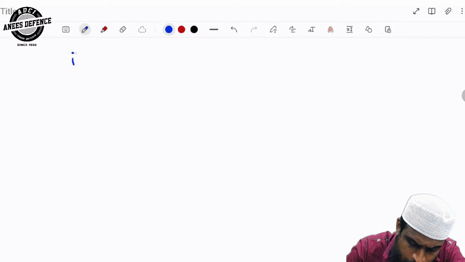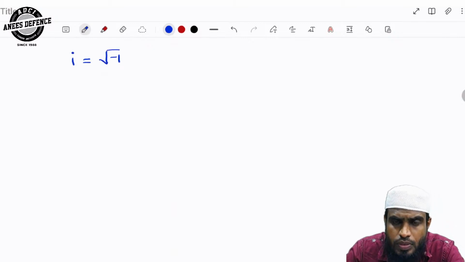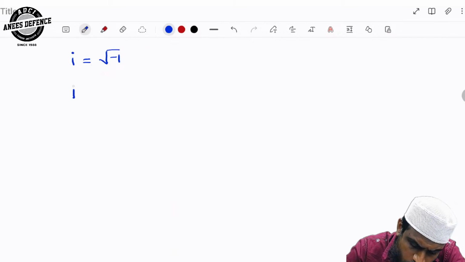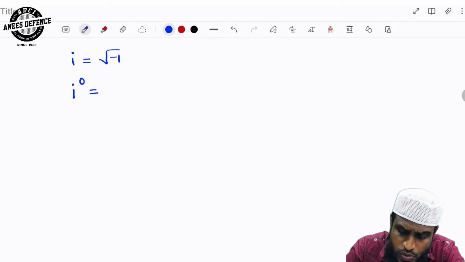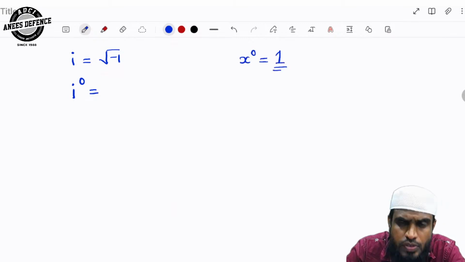Now, what is iota? Iota is root of minus 1. So what is iota raised to 0? Something raised to 0, for example, x raised to 0. Anything raised to 0 can be represented as 1. Similarly, iota raised to 0 is equal to 1.